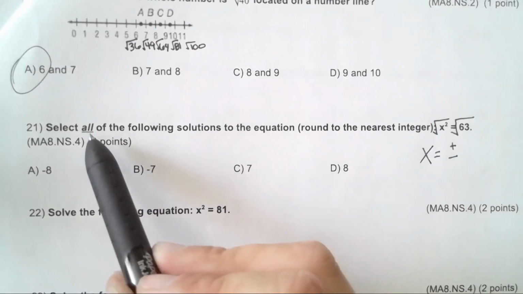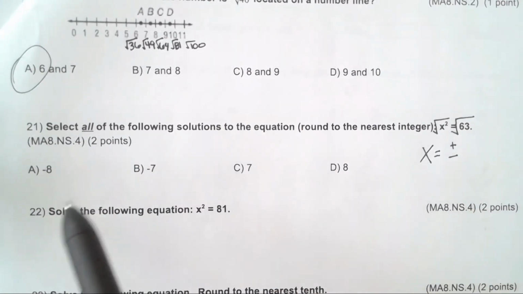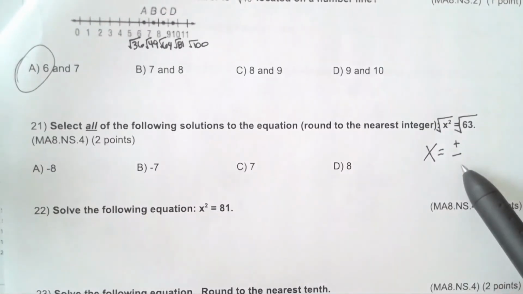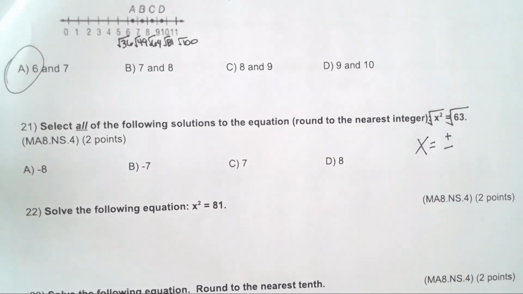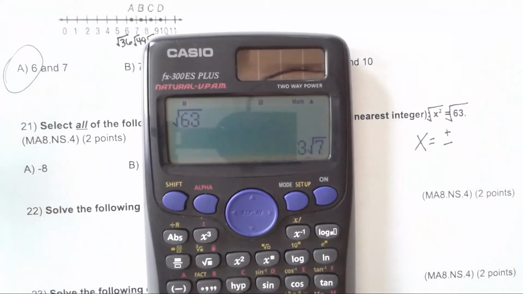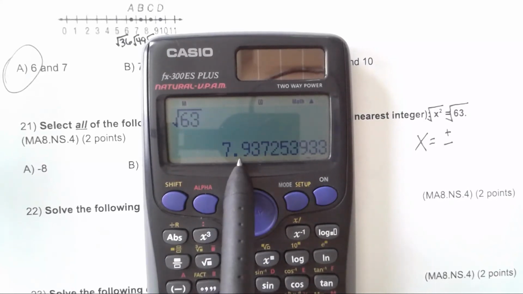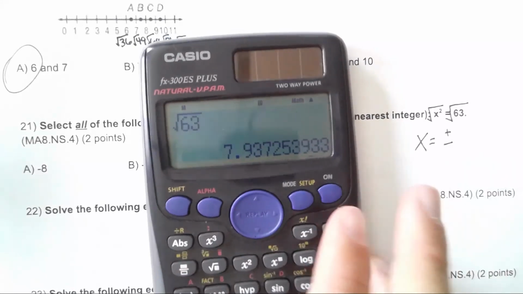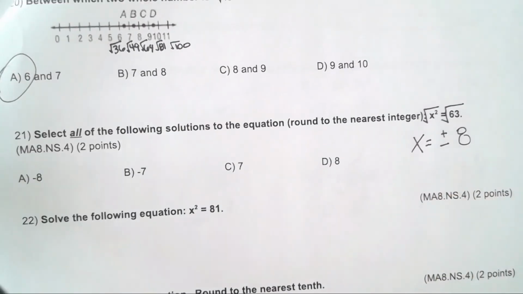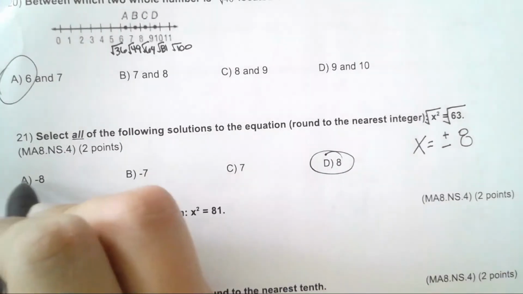A hint is also why they're telling you to select all, because as you can see in our answers, we have positive answers and we have negative answers. So that is another sign to remember your plus minus sign. So if I were to take the square root of 63, they're telling me to round it to the nearest integer. So this 7.9 will be rounded up to 8. So my answer is going to be plus or minus 8. So that means it's a positive 8, which is D, and it's also a negative 8, which is A.